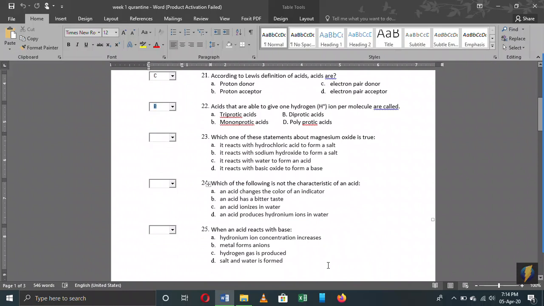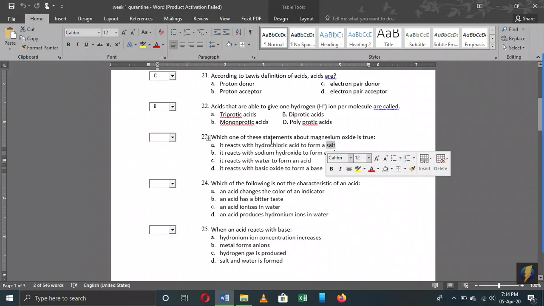Question number 23. Which of these statements about magnesium oxide is true? Okay, so it reacts with hydrochloric acid to form a salt, it reacts with sodium hydroxide to form a salt, it reacts with water to form an acid, it reacts with a basic oxide to form a base. Well, actually magnesium oxide is a base. So when you react a base with an acid, it will always form a salt. So the correct answer is A.